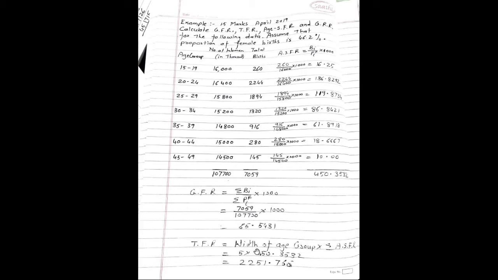So TFR is equal to width of the age group into summation ASFR. Now we already have discussed that the width of the age group is 5 units, 14.5 to 19.5. We have to take the difference between class boundaries. We feel that 4 is the difference, but 4 is not the difference. Difference means width of the age group is 5 units. So 5 into 450.3532. The total fertility rate is nothing but 2,251.766.